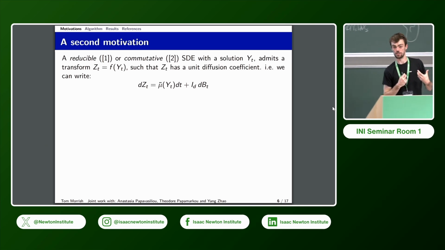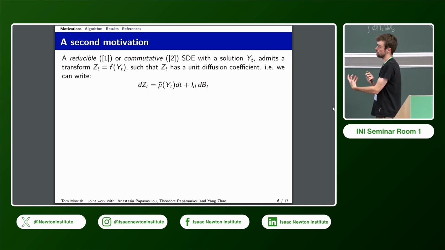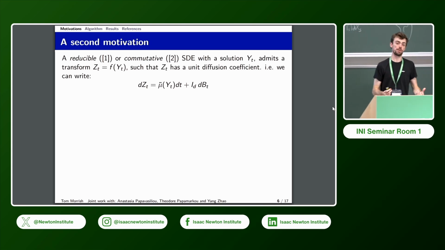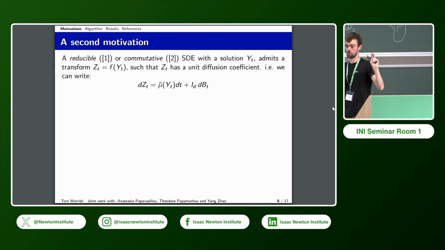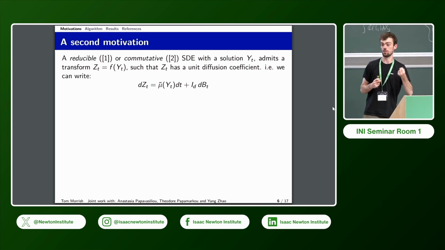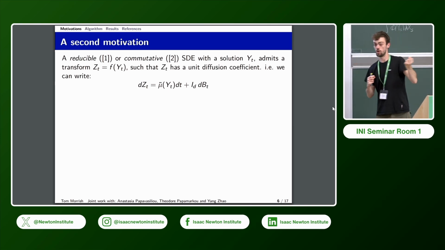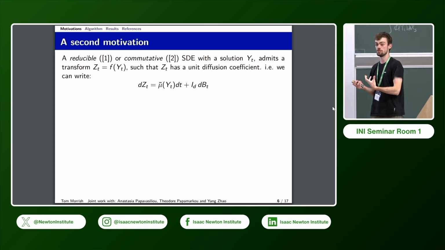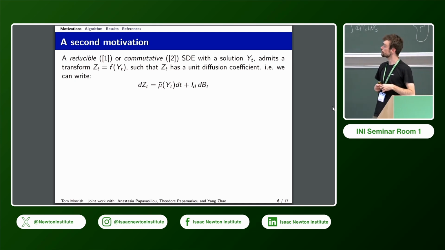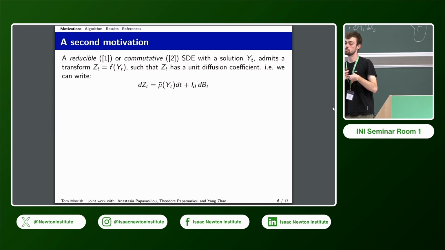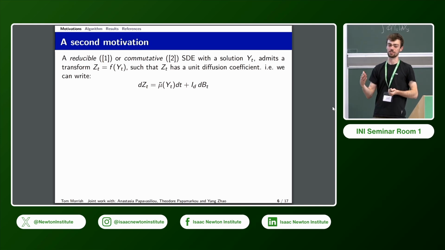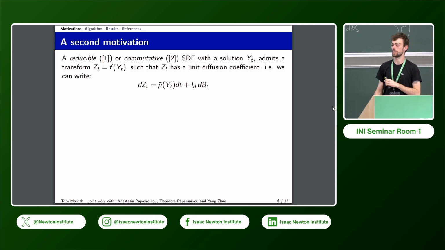A second motivation for this work is this type of SDE, which is a complex type of SDE where you can't make it reducible. A reducible SDE, or a commutative one, is where you can take some kind of transform of your response, yt, that allows you to write a new SDE that has a unit coefficient in front of your diffusion coefficient. If you can do that, you can perform far easier inference on these kinds of things because your solution becomes far easier to gather.